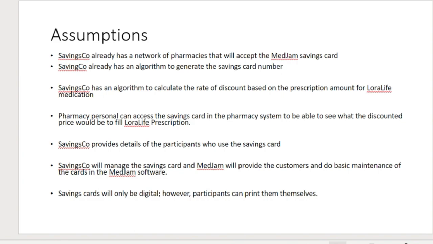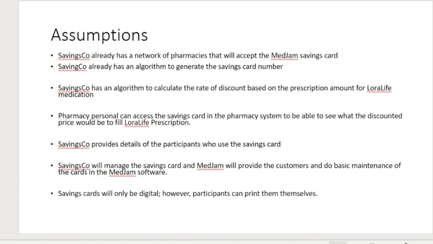We're also assuming that Savings Co will manage the savings card, and MedJam will provide the customers and do the basic maintenance of the cards in the MedJam software. So because it's an integration, we have to have some kind of two-way communication between the two systems. But we agree that we would be the system of record for the customers, for the participants, and Savings Co will be the system of record for the savings card data. But we have to talk to each other because the two work together.